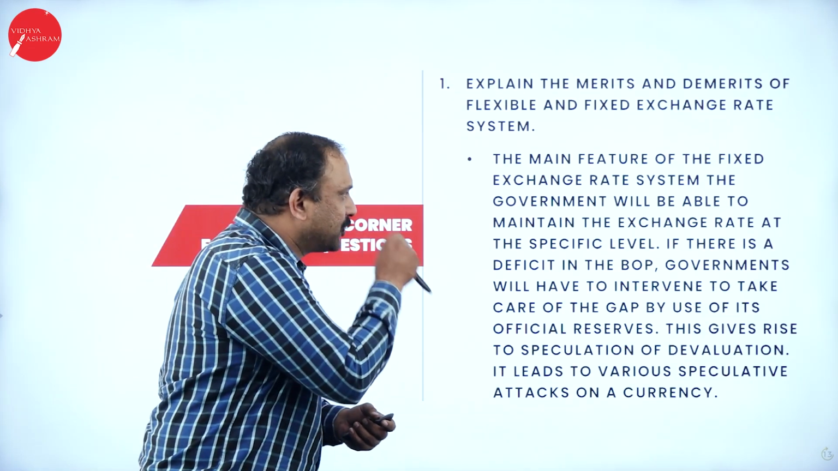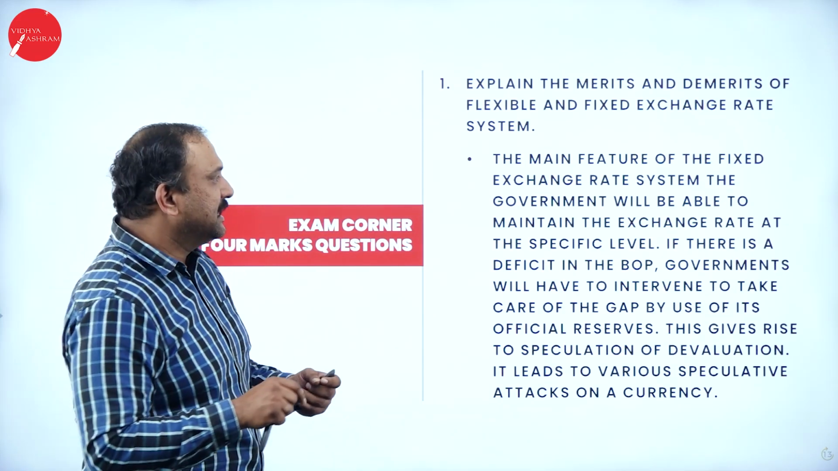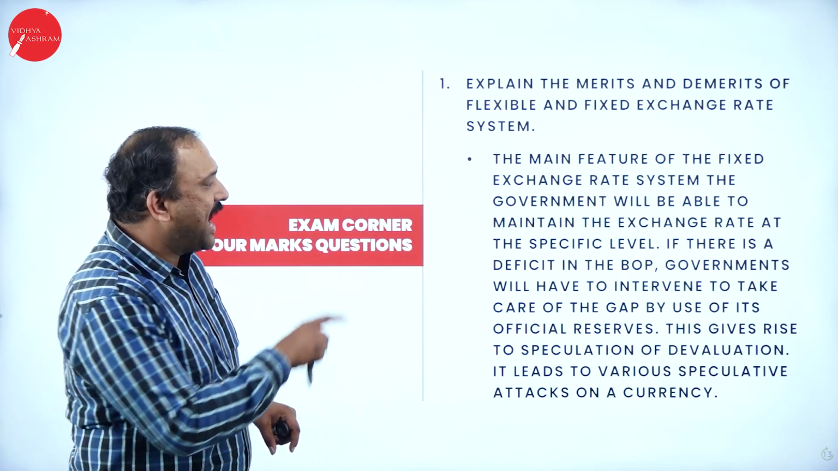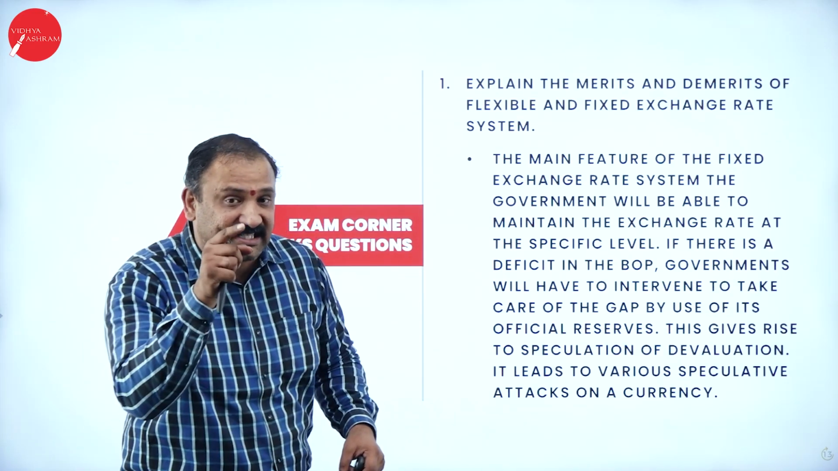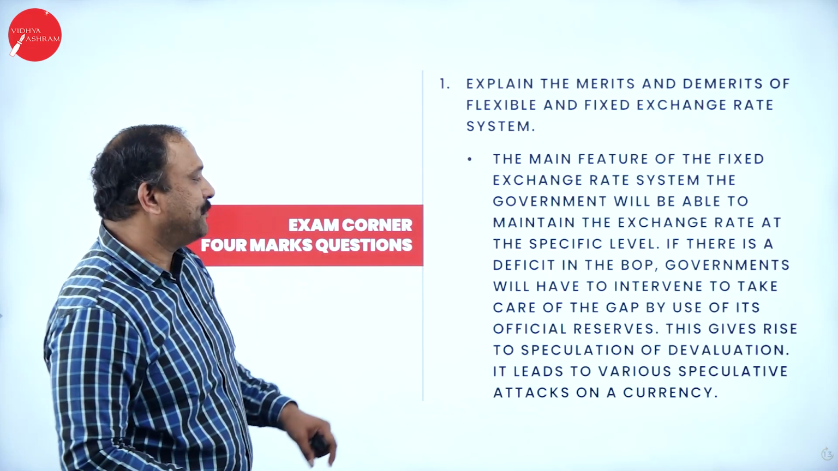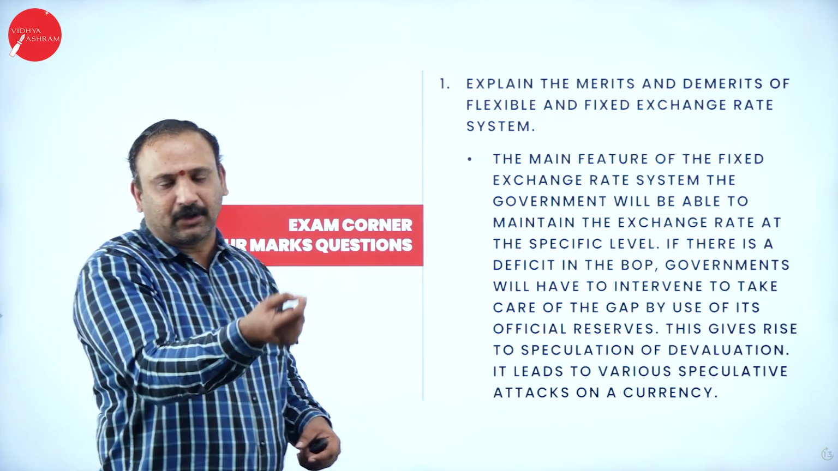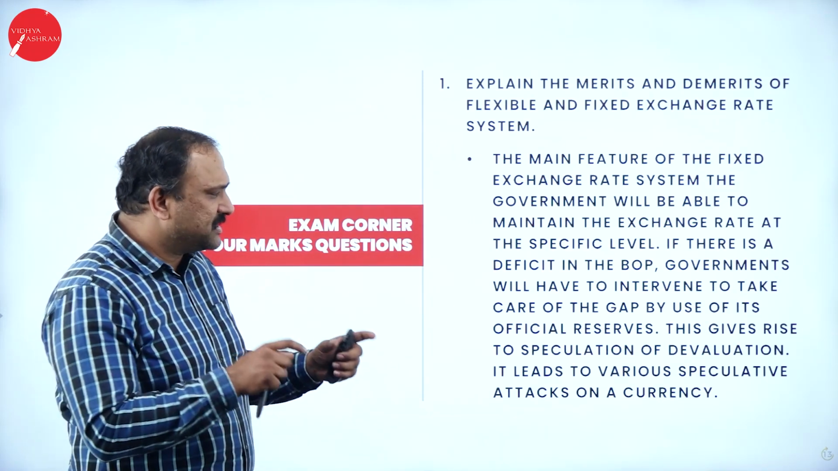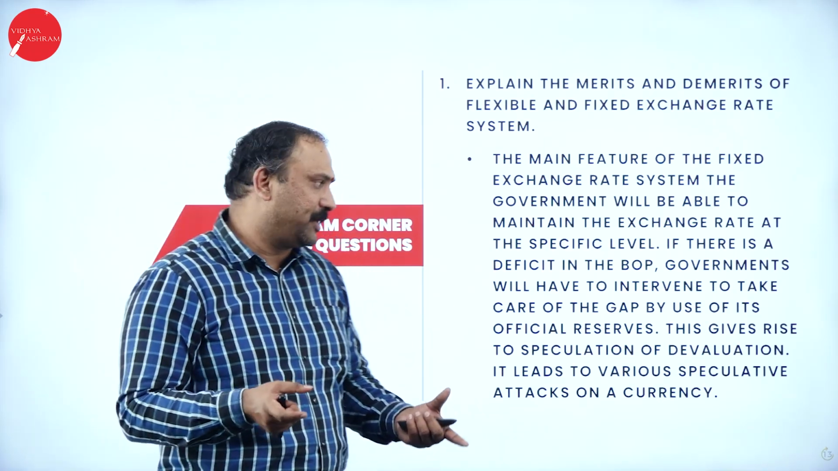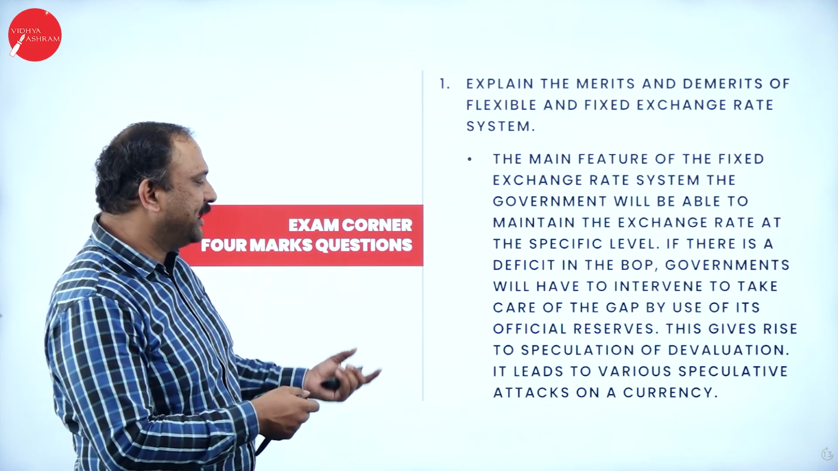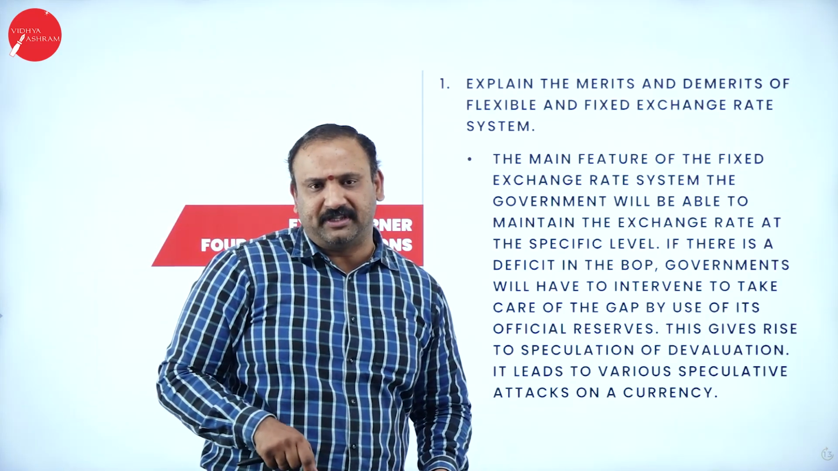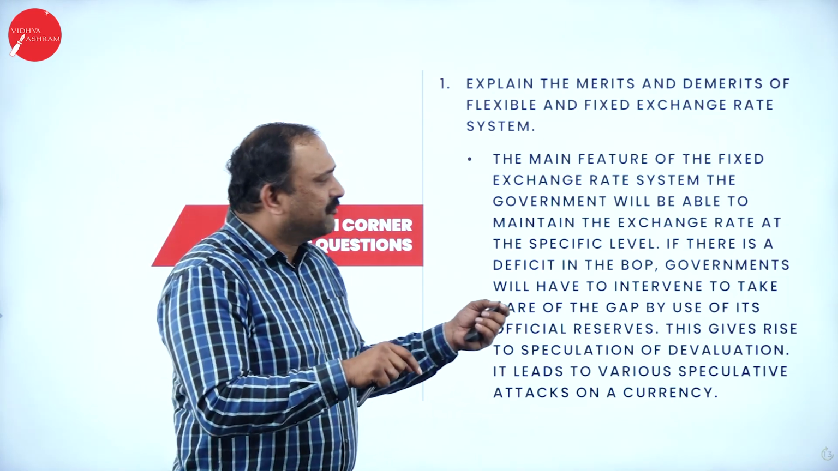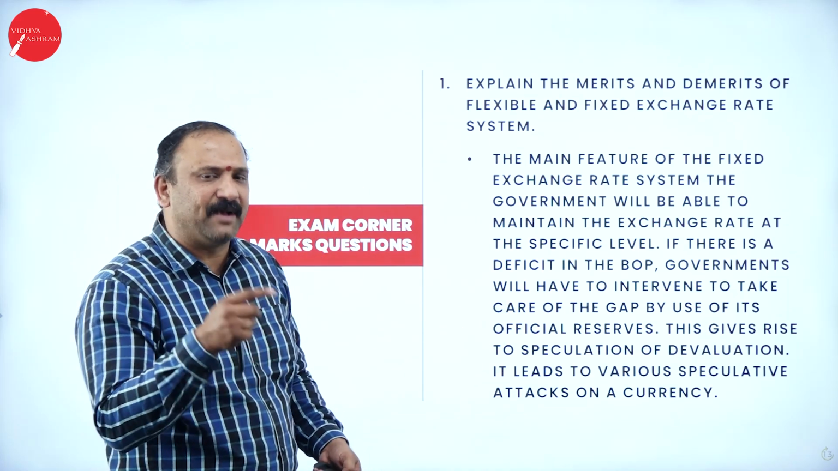The main feature of the fixed exchange rate system is that the government will be able to maintain the exchange rate at a specific level. So if there is a deficit in the balance of payment, government will have to intervene and take care of the reserves. So this gives a speculation for devaluation also, and it leads to various speculative attacks on the currency. So that's one of the reasons why we look into the factors of fixed exchange rate system as secondary.